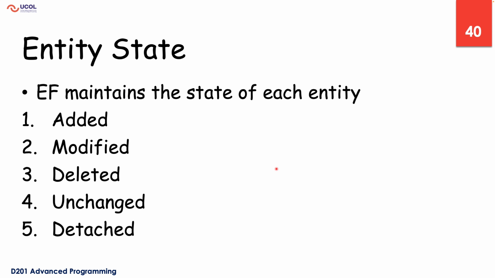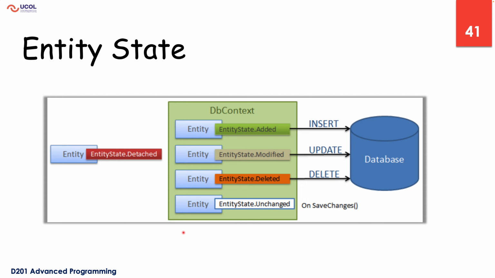So how can we work with them? An entity can have different states, which are maintained by Entity Framework, and the context is managing that particular state. It can be added, modified, deleted, unchanged, or detached. We have a database context, which keeps track of each object. We have multiple objects of the same entity, so we have entity added, entity modified, entity deleted, or entity unchanged.